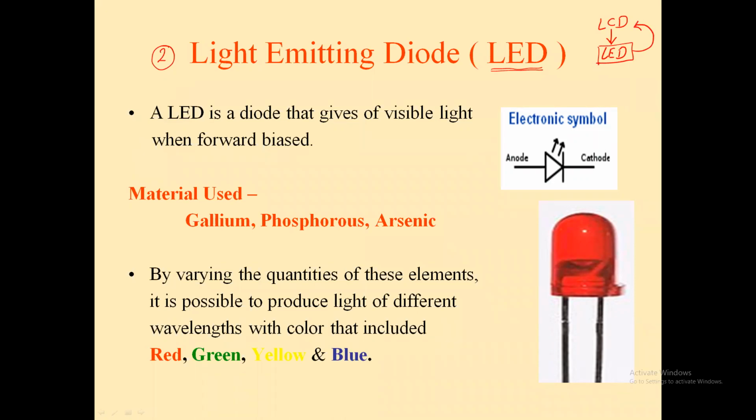A few years back our television was LCD, now it is LED. A few years back our cell phone display was LCD, now it is LED. Now the lamp, bulb, and tube, everything comes with LEDs. LEDs are majorly used in display devices because they give more advantages compared to LCD. That's why new technology and new display devices come with LEDs.